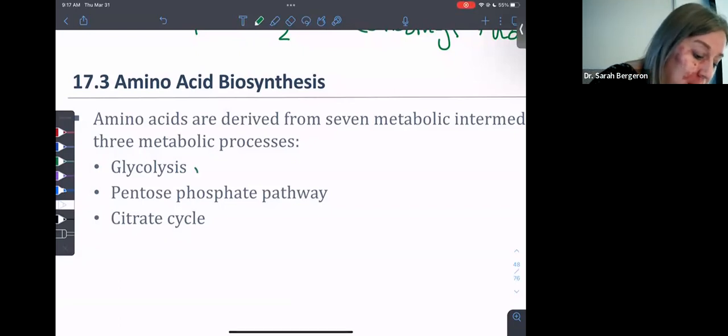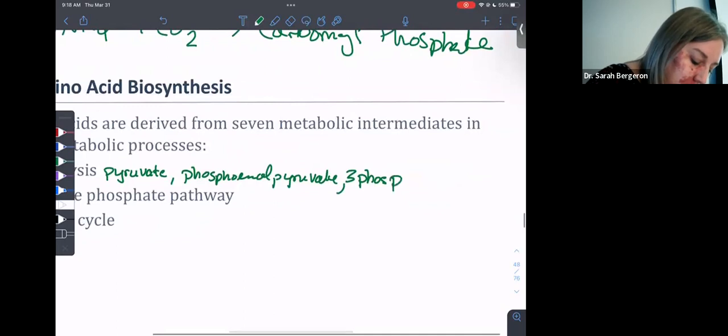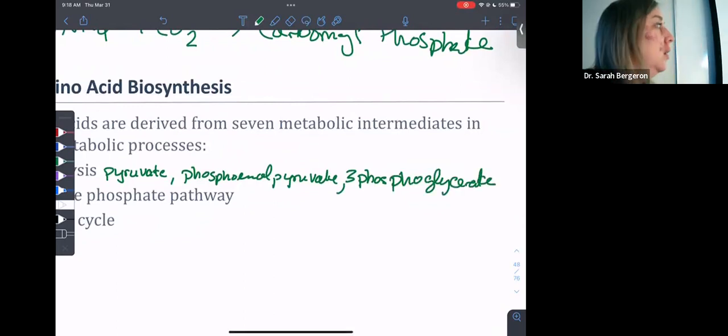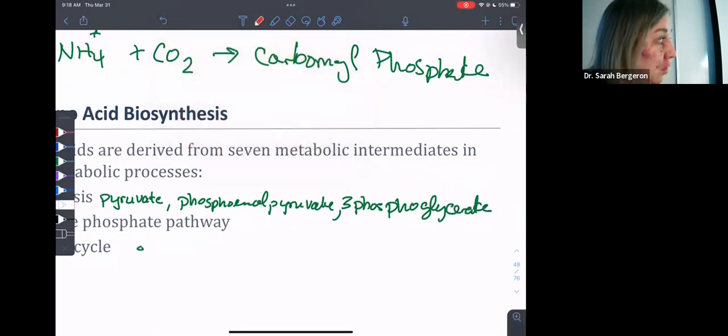So pyruvate, phosphoenolpyruvate, and then 3-phosphoglycerate. So we get 3 from glycolysis. We're going to get 2 from the pentose phosphate pathway.